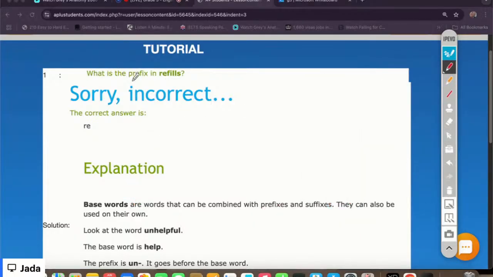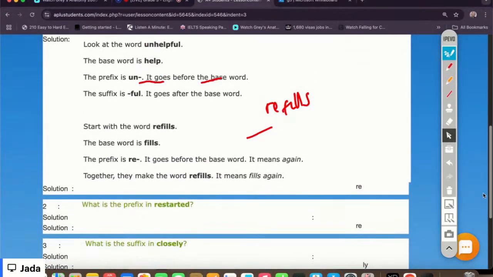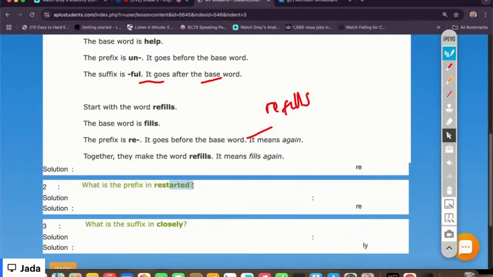So what is the prefix in refills? So now we have refills. What will be the prefix? As I've said here, the prefix is at the beginning. So re over here would be the prefix because it is the one starting the word. So prefixes are usually at the beginning. Okay? So you take note of that. What is the prefix in restarted? Of course restarted, re also will be the prefix because it's at the beginning. So you have to take note of that.